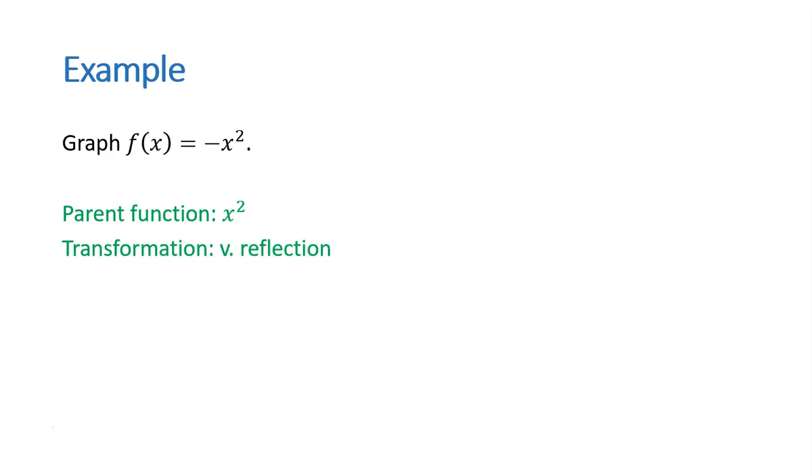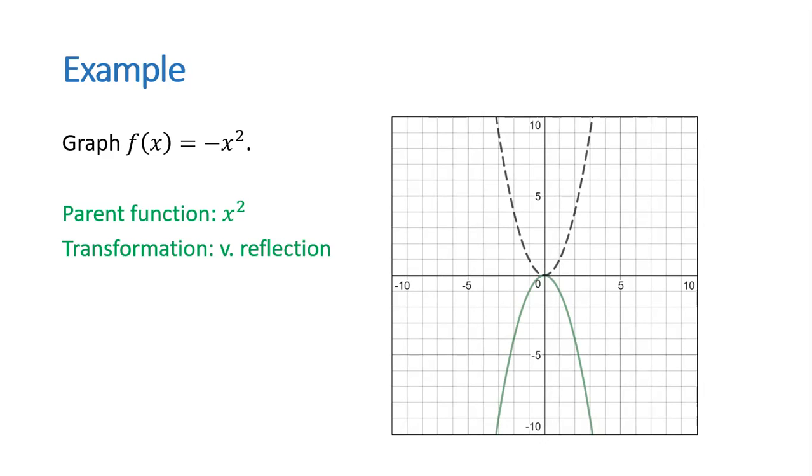That means this is going to be a vertical reflection because we're applying the negative after we apply the parent function. So we take our parent function, in this case x squared, it's going to be a parabola, it looks like a pretty U shape on our coordinate plane, and we flip it vertically. So everything that was above the x-axis is now flipped into a mirror image below the x-axis. All the points are the same except the y-coordinates are now going to be negative for all of our original points.